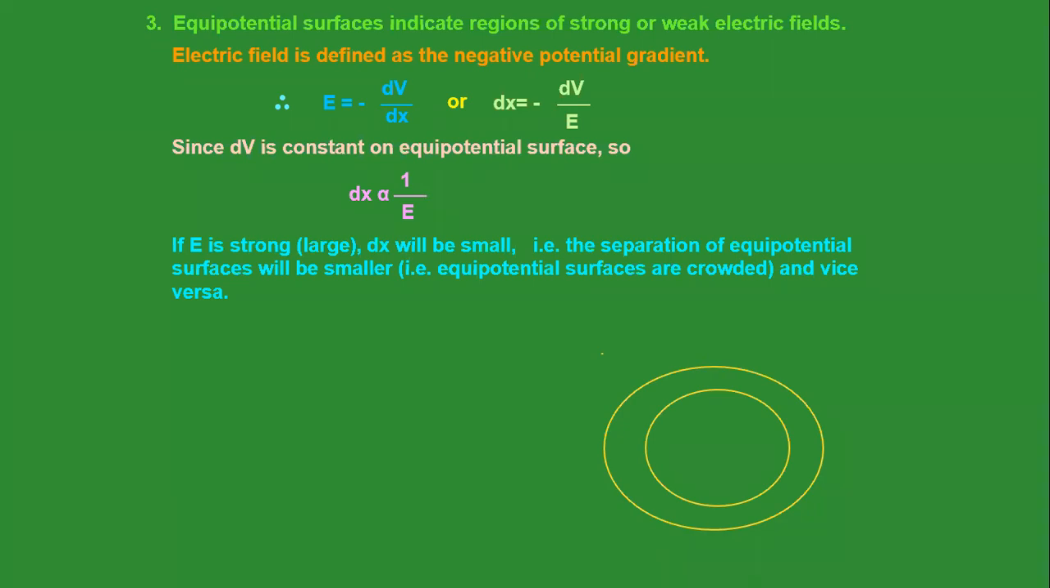Okay. So this is the charge and this is the direction of electric intensity. Equipotential surfaces indicate regions of strong or weak electric field. So the electric field, meaning electric intensity, at this point and at this point is different. And it is related to the distance by this formula. So as distance increases, electric intensity decreases.